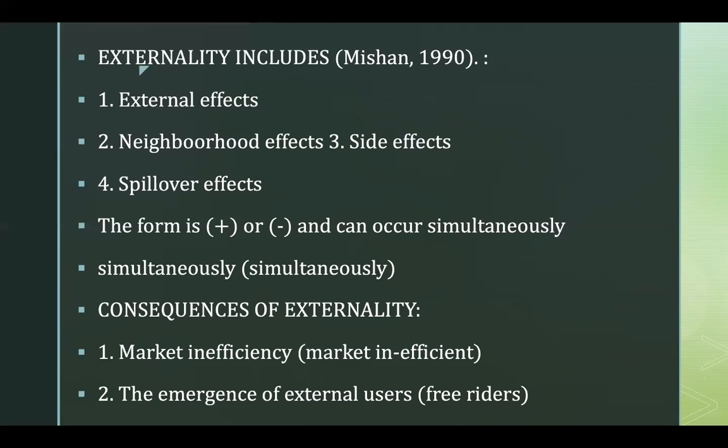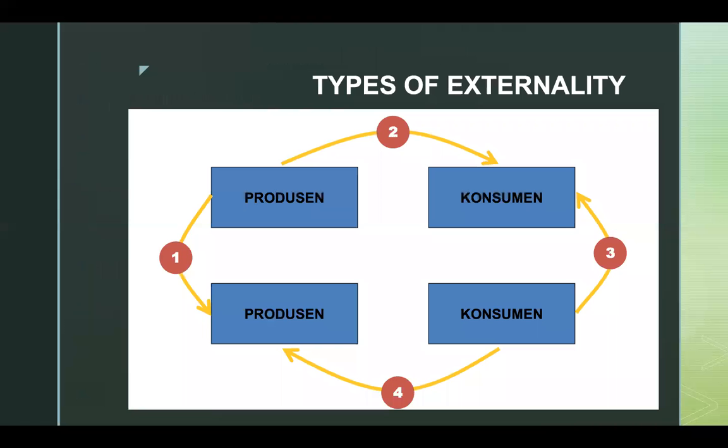Okay, so if you're talking about cost benefit analysis, it is a systematic process for calculating and comparing the marginal benefit and marginal cost of a project or activity. Okay, so this one is the type of externality from producer, and then consumer.